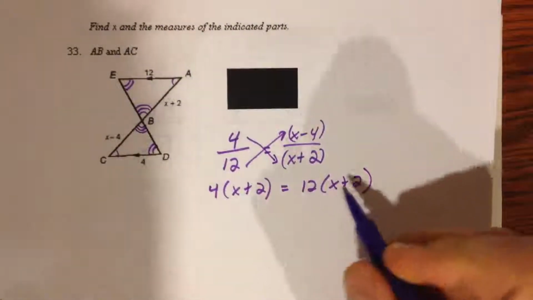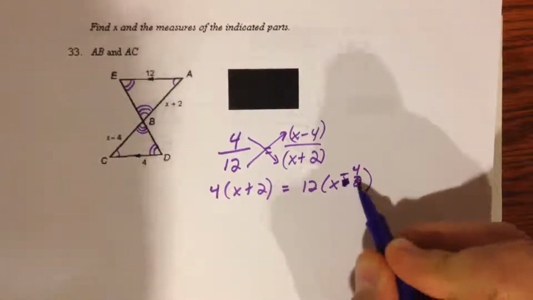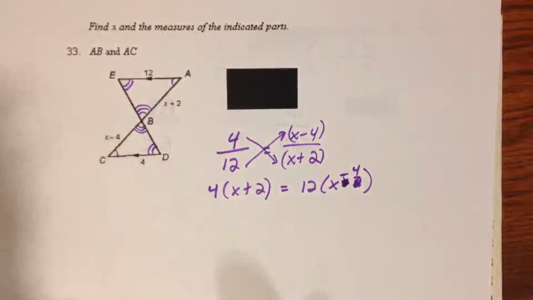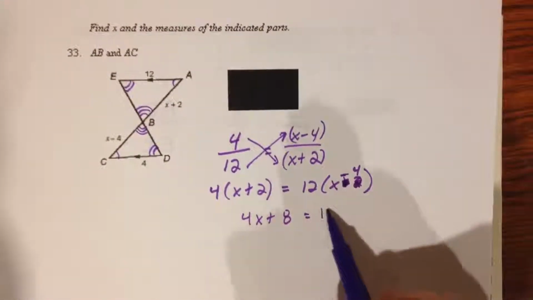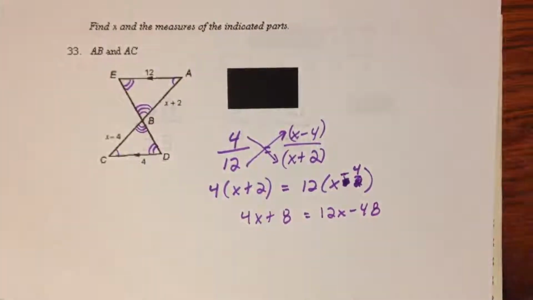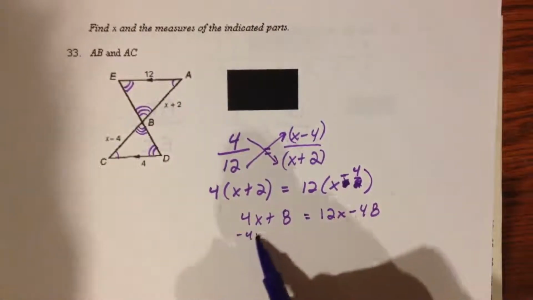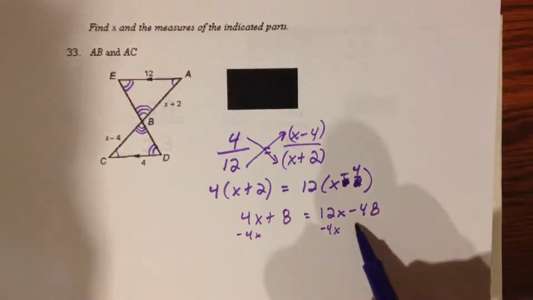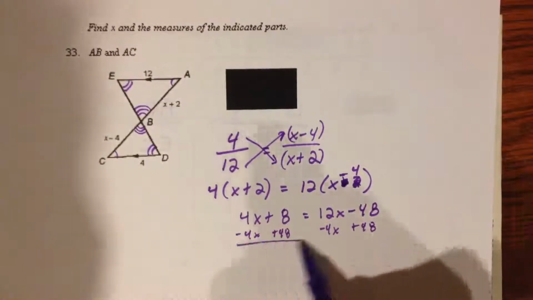Oops. Well, x minus, I used the wrong one. X minus 4. So I get 4x plus 8 equals 12x minus 48. And what I would do is I would subtract 4x. I'm running out of room here, so I'm going to do it all in one step, and then I'm going to add 48 to both sides.